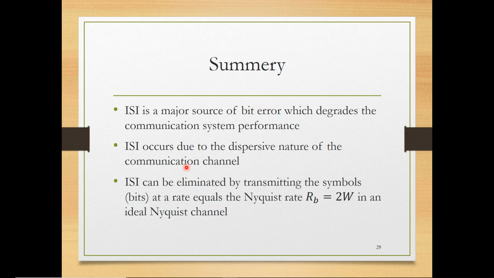Second, intersymbol interference occurs due to the dispersive nature of the communication channel. Dispersive means the channel has some delay, whether it happens in the filter, in the channel, or due to any other reason. Intersymbol interference can be eliminated by transmitting the symbols at a rate equal to the Nyquist rate. The Nyquist rate is RB, which is equal to 2W, at least double the bandwidth. This is like sampling rate.